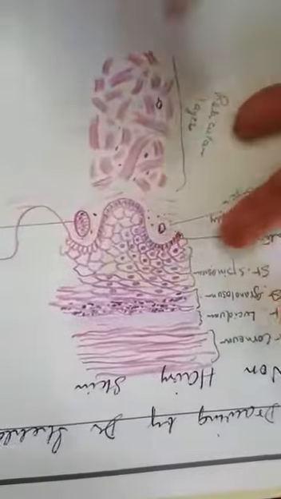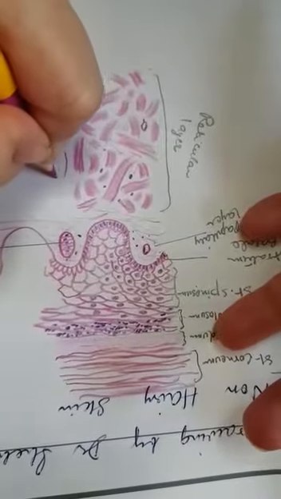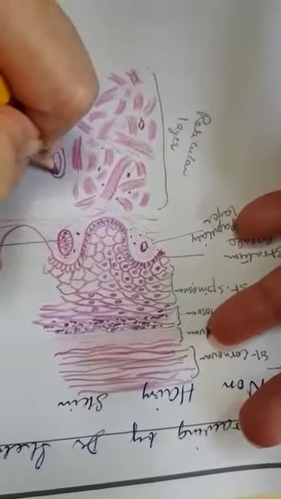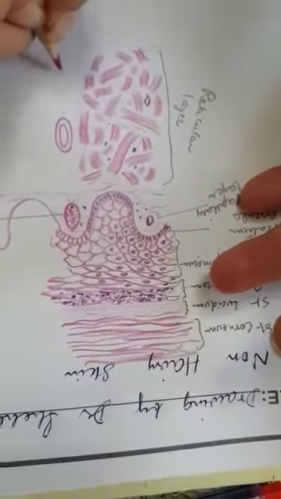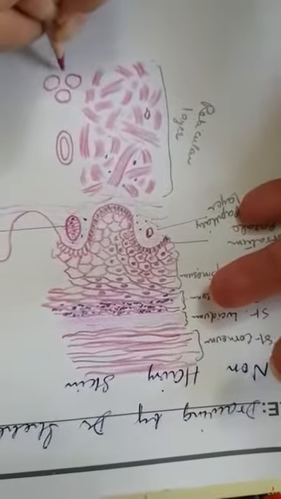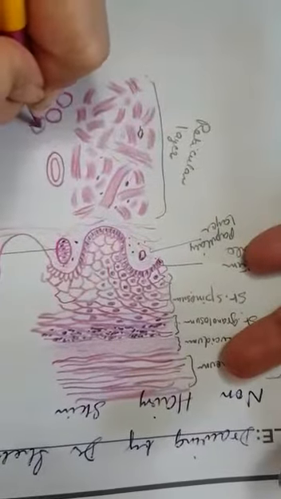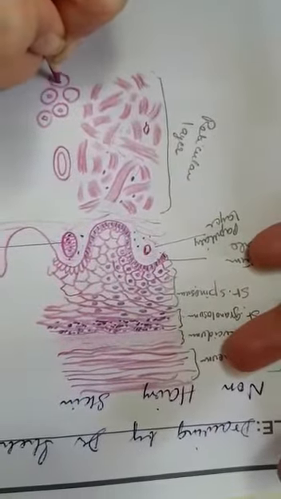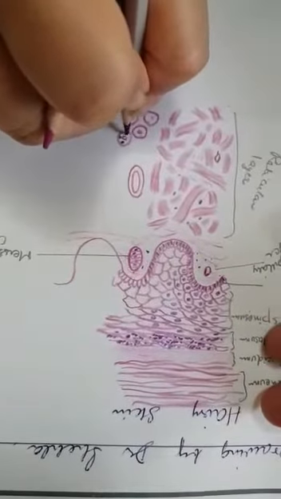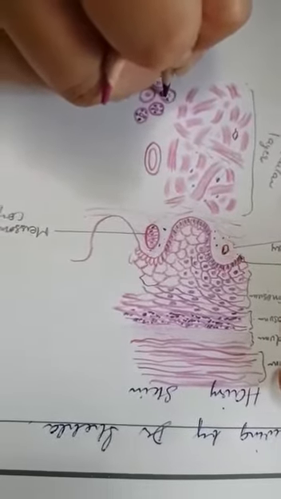Now lower down, here you also see ducts of sweat glands or cut sections of sweat glands having cuboidal epithelium. You will draw spherical nuclei of cuboidal cells to show that these are the sweat glands.